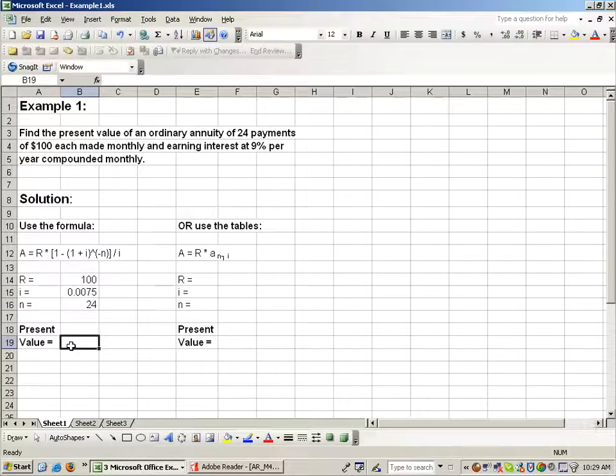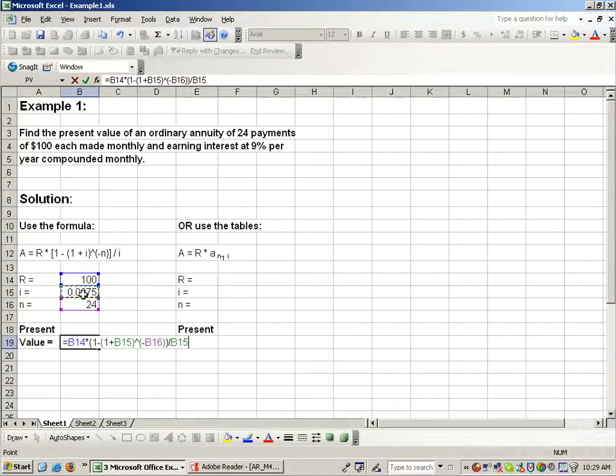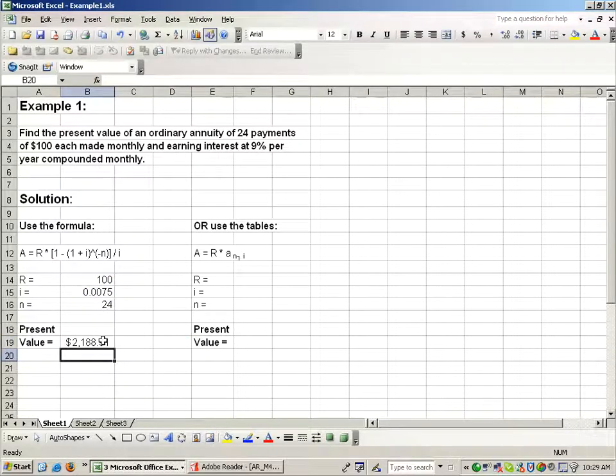So let's follow the formula. It says R times parenthesis 1 minus parenthesis 1 plus I to the power of negative n, divided by I. And we get $2,188.91. Okay.